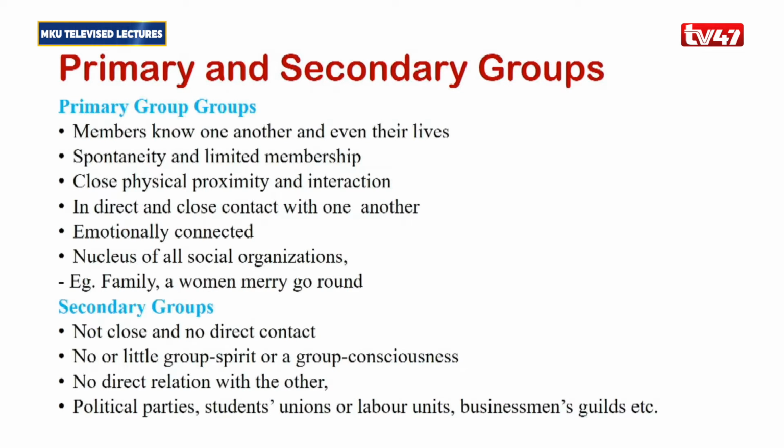Secondary groups are not close and do not have direct contact. They may just know that they belong to a group. They have little group spirit or group consciousness. They're not aware of each other. There's no direct relation with the others. So political parties, students' unions, labor unions, and business guilds can be examples of secondary groups.